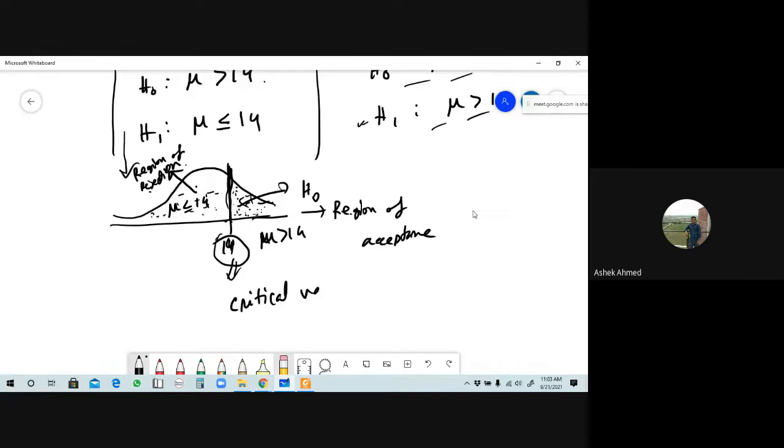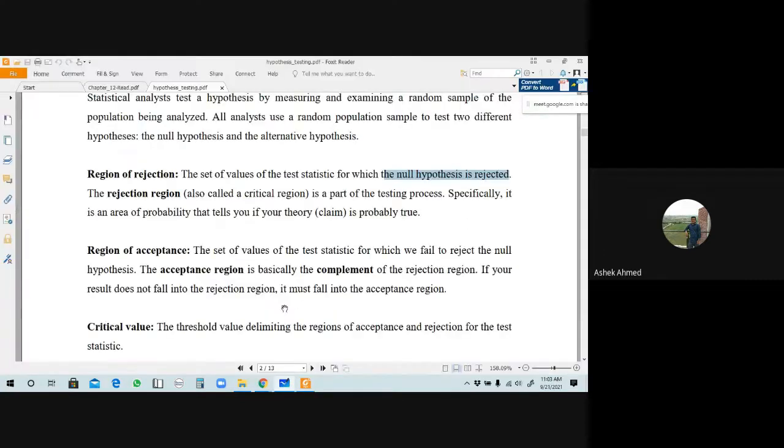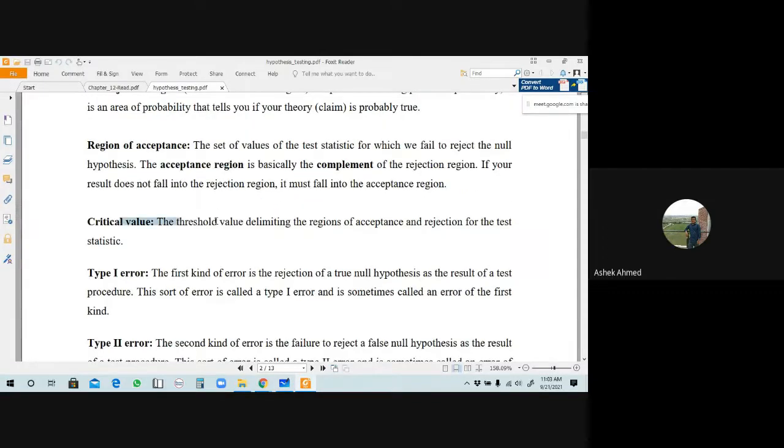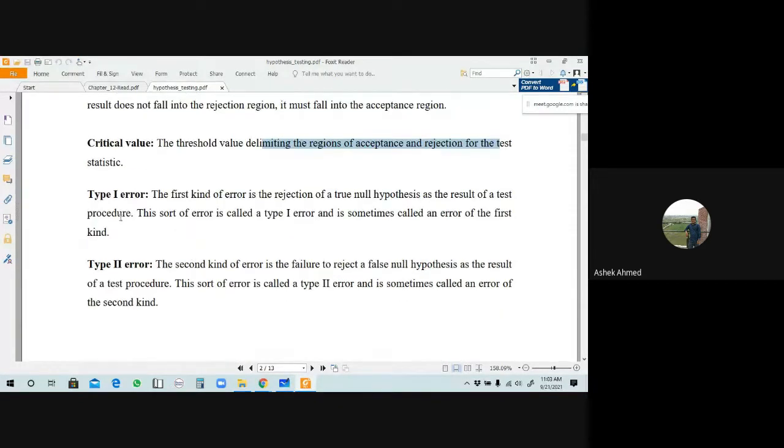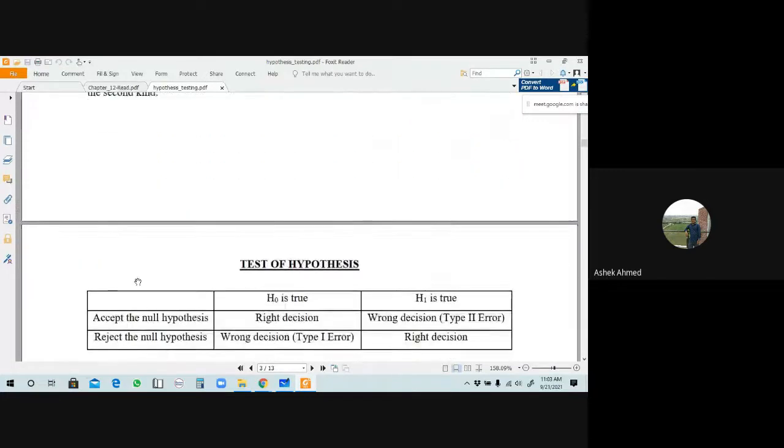ক্রিটিক্যাল ভ্যালু, মানে এটা এখানে দেওয়া আছে ক্রিটিক্যাল, the threshold delimiting the region of acceptance and region of rejection for the test statistic, that will be called here critical. Now we will see some errors that will be called here type 1 error and type 2 error. Okay, before discussing this we will see a table.